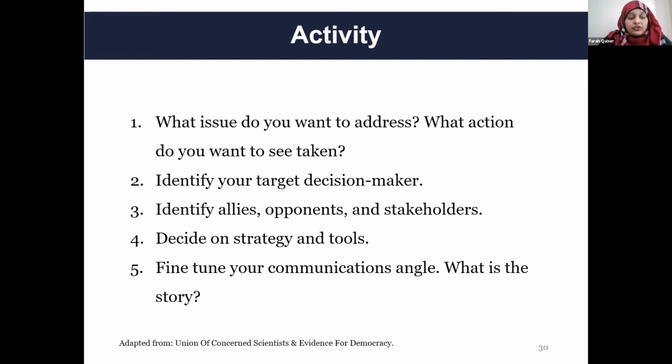So the issue could be something as simple as you want to advocate for increased scientific funding, or perhaps you want to talk about your research with a decision maker. Perhaps you've set up a 5-minute call, or you're going to send an email. And in terms of next steps, you have to identify your target decision maker. Are you going to be approaching a minister, a department? Are you going to be reaching out to your elected representative?